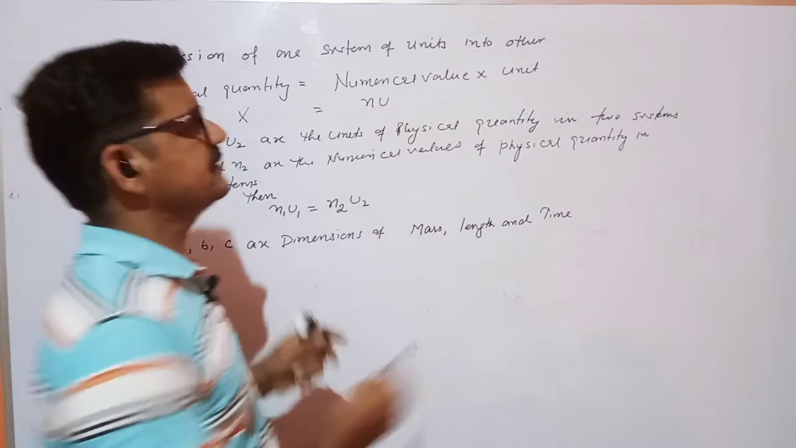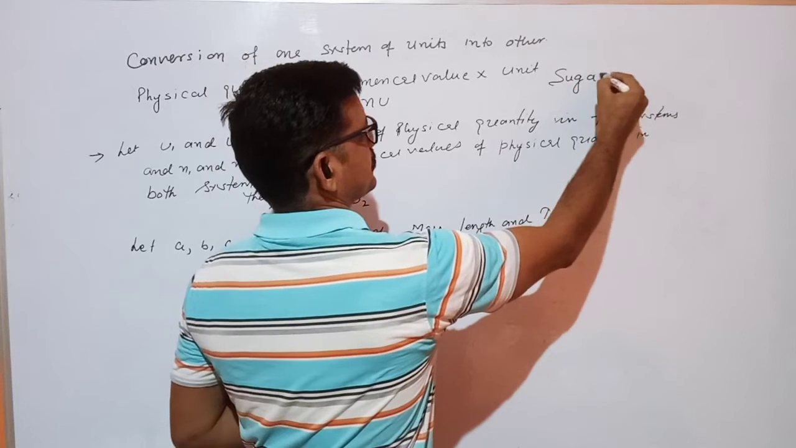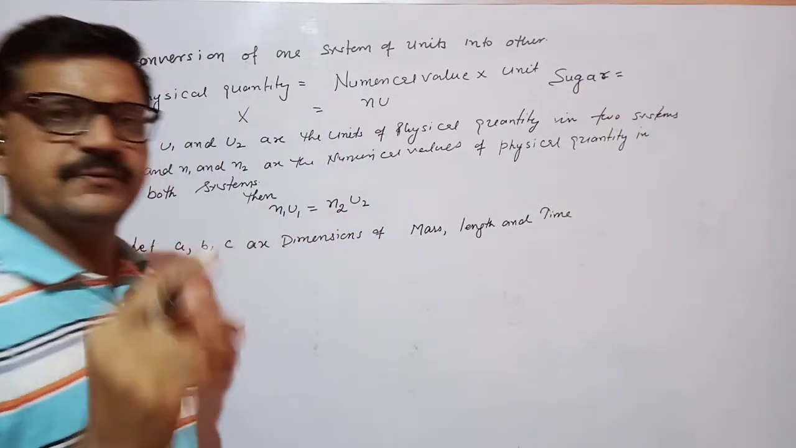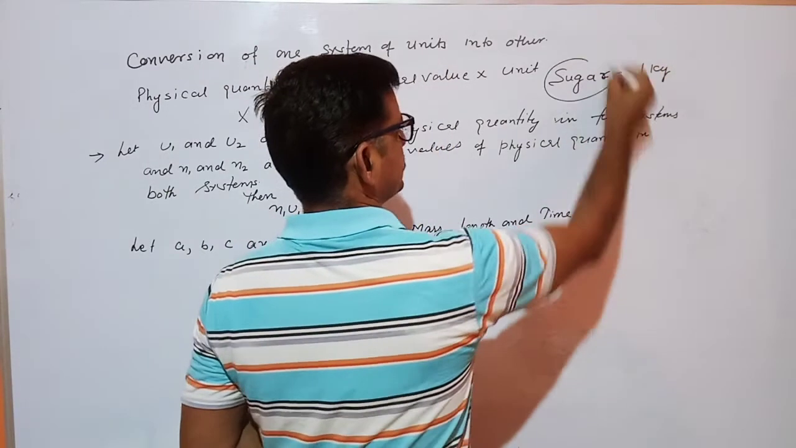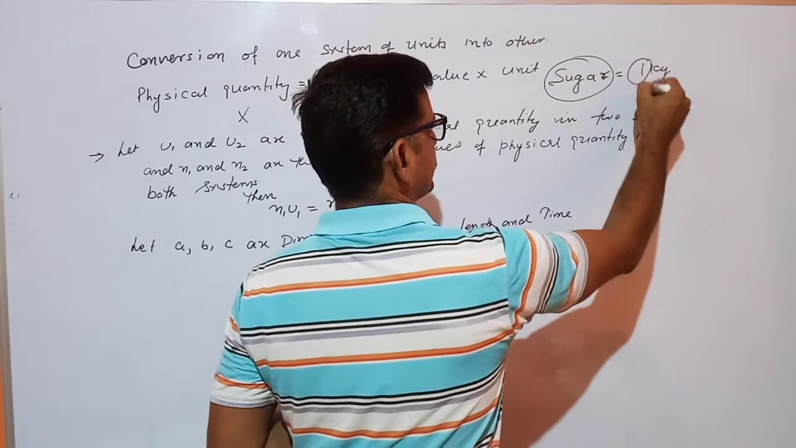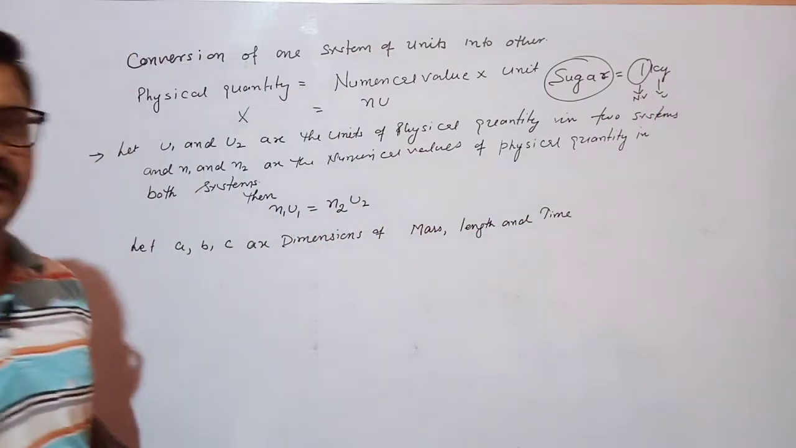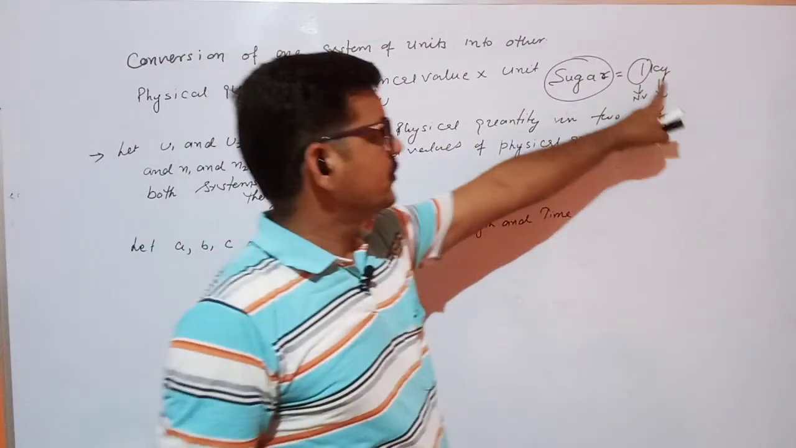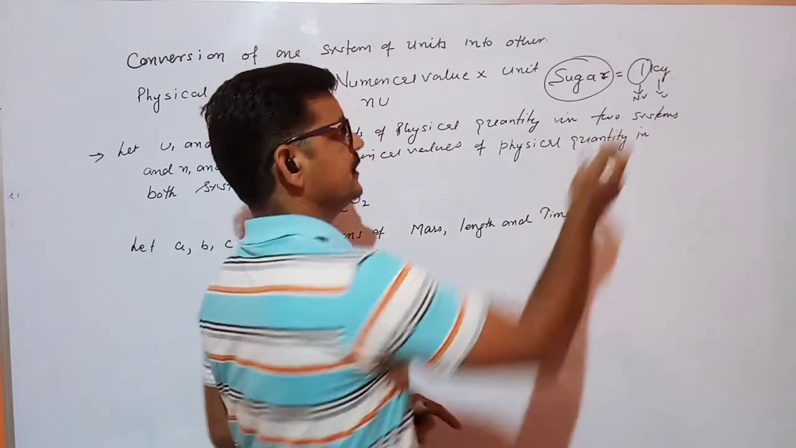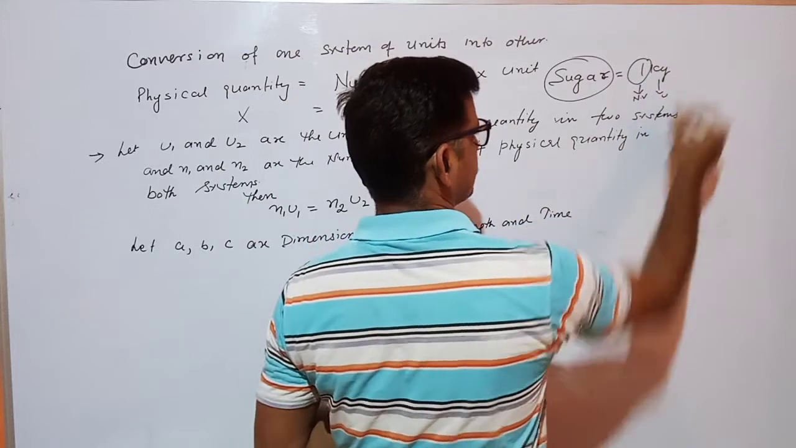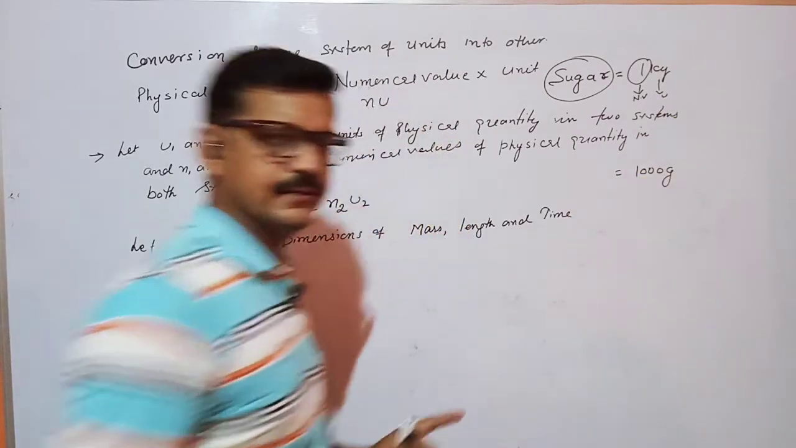Let us take a simple example. Suppose you go to the market and buy sugar. So what do you say? Please give me sugar of 1 kg. So 1 kg sugar equals 1 kg. So what is 1 here? 1 is the numerical value and kg is the unit. Now kg is the unit of mass in the SI system. In the CGS system, the unit is the gram. So in grams, what will be the sugar? It will be 1000 grams, right?